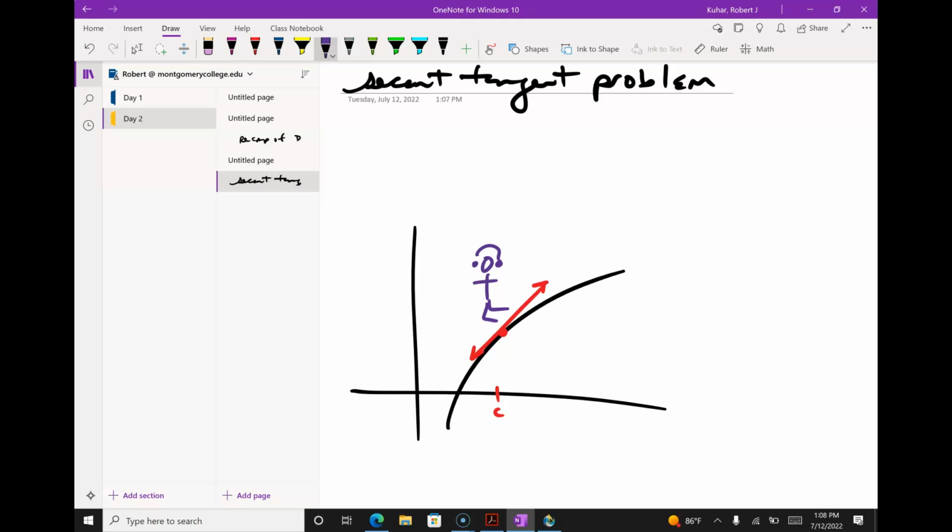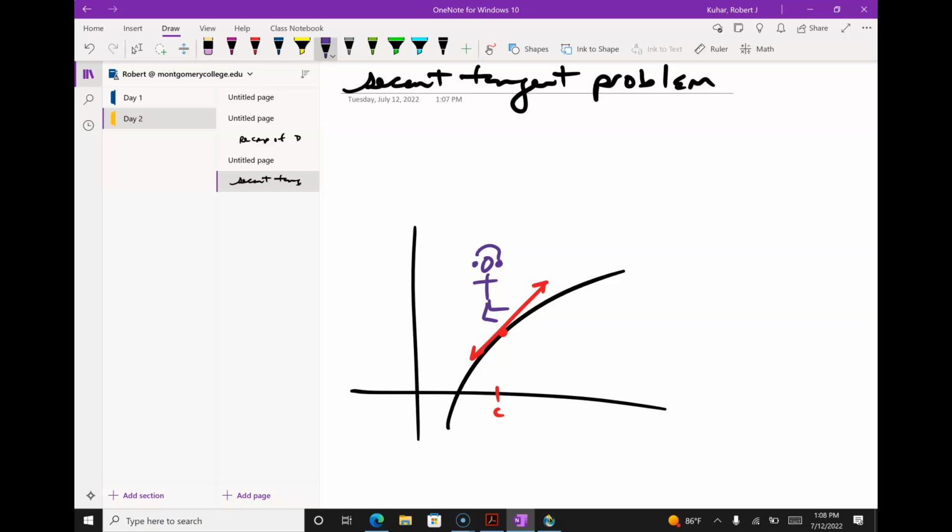But I'm skiing down the hill, right? And I'm trying to calculate the slope of my ski. You understand what's going on here? But the problem is what? How many points do I have on that line? One, right? I don't know how to calculate the slope with only one point.